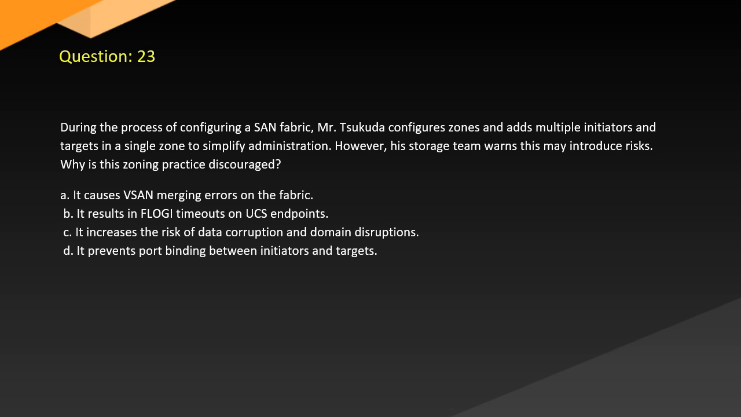A. It causes vSAN merging errors on the fabric. B. It results in floaty timeouts on UX endpoints. C. It increases the risk of data corruption and domain disruptions. D. It prevents port binding between initiators and targets.